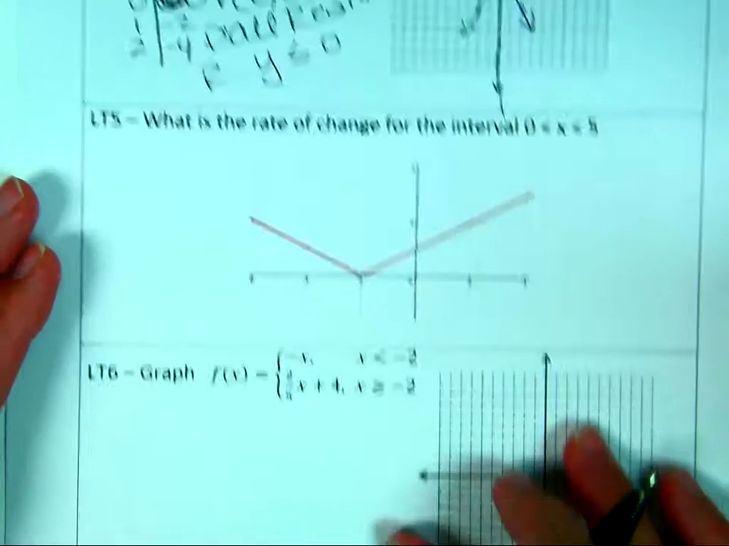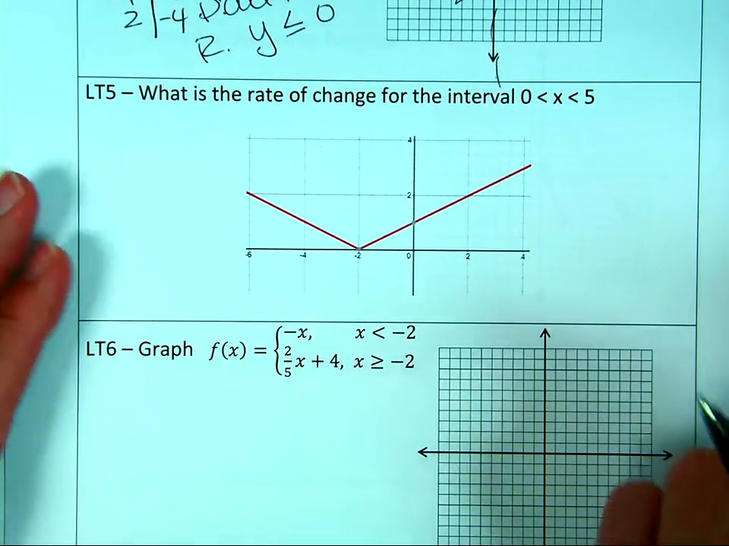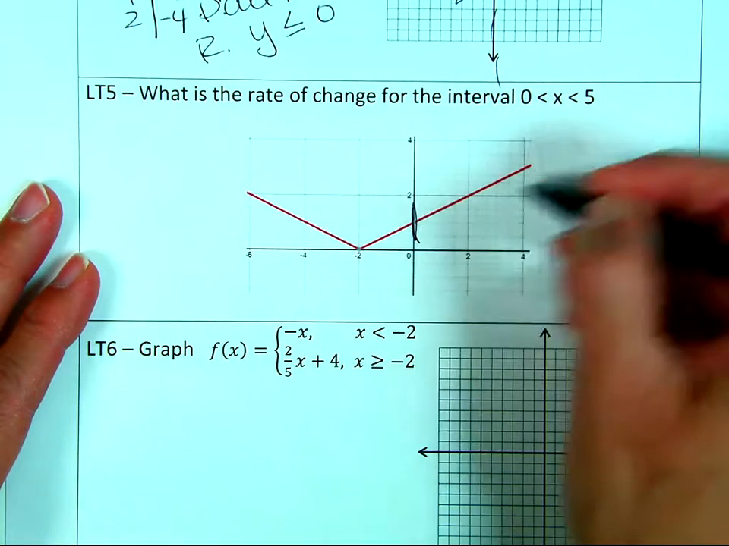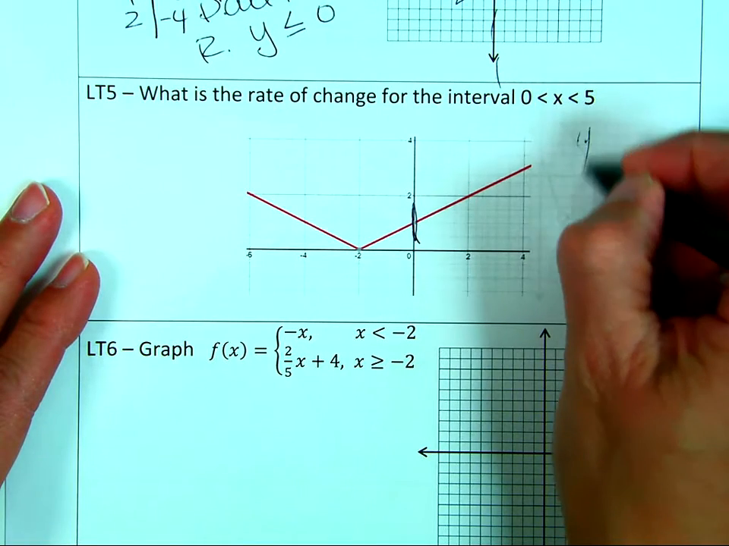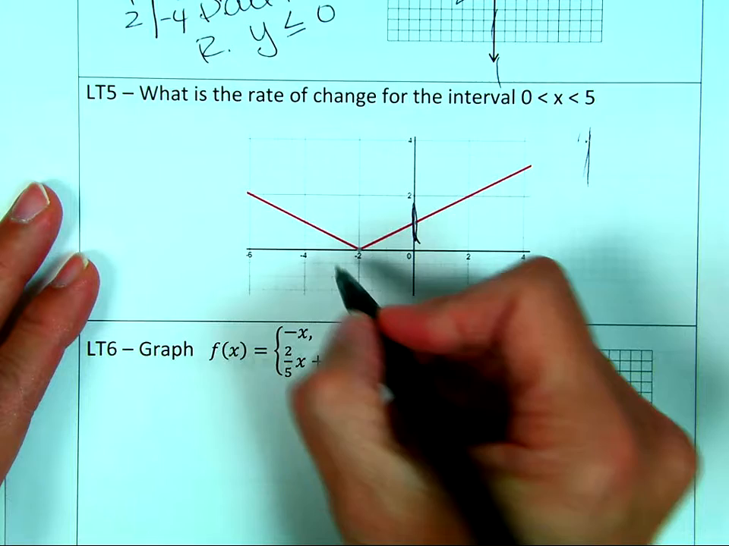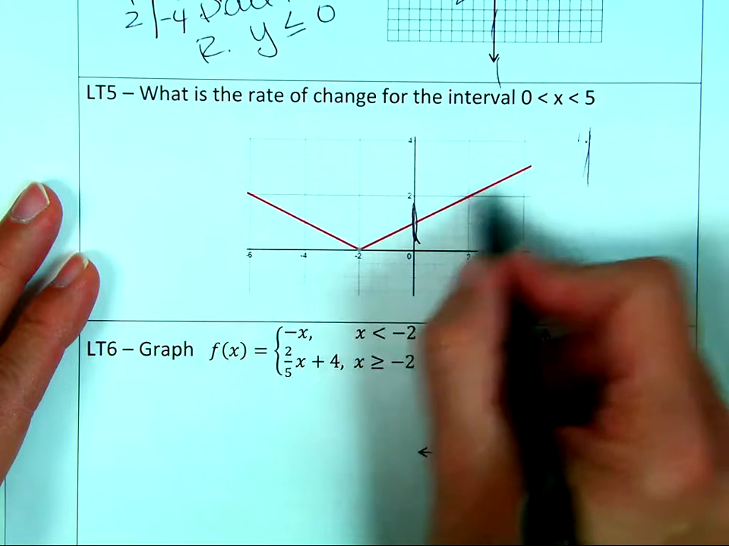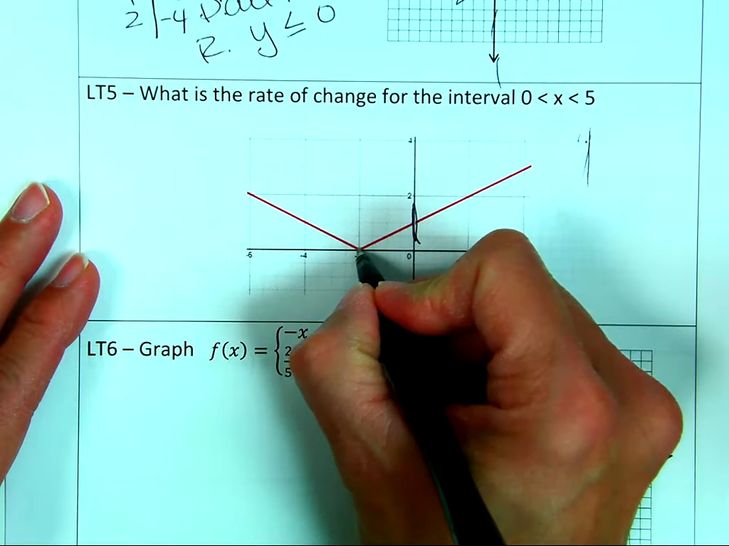Alrighty. On this one, we just have to find the rate of change for a certain interval. So it looks like we're going from here on up to somewhere over there. But remember, the slope is the opposite on each side. So I look for the slope. It looks like this is a distance of 2.